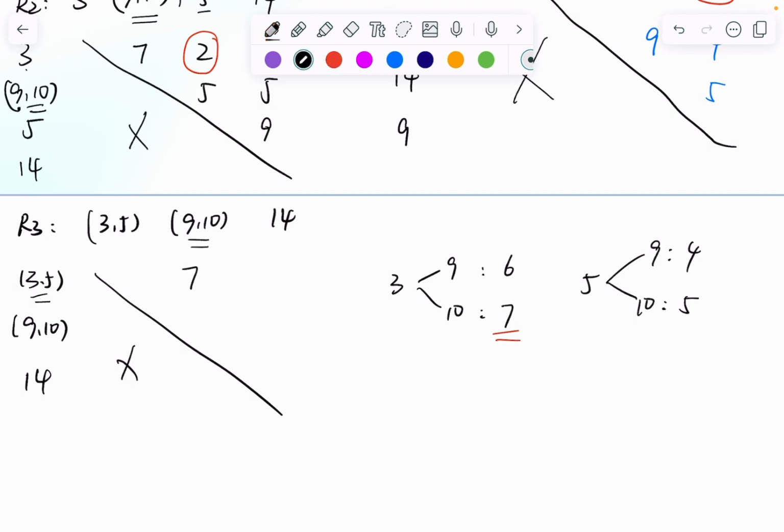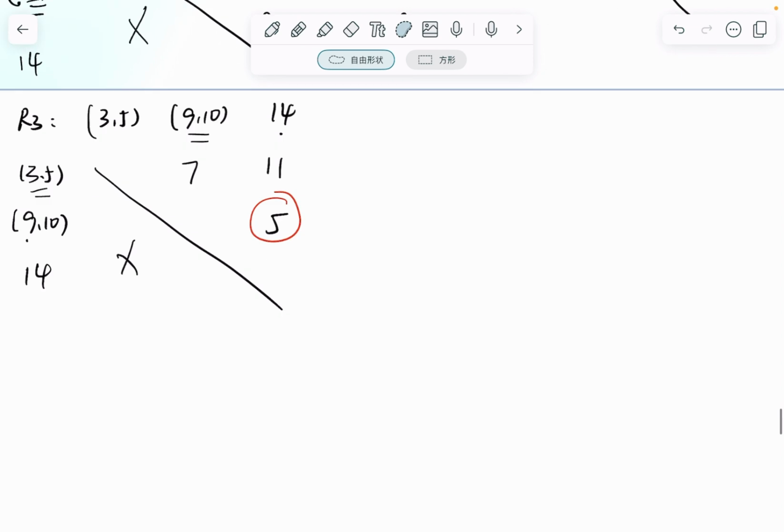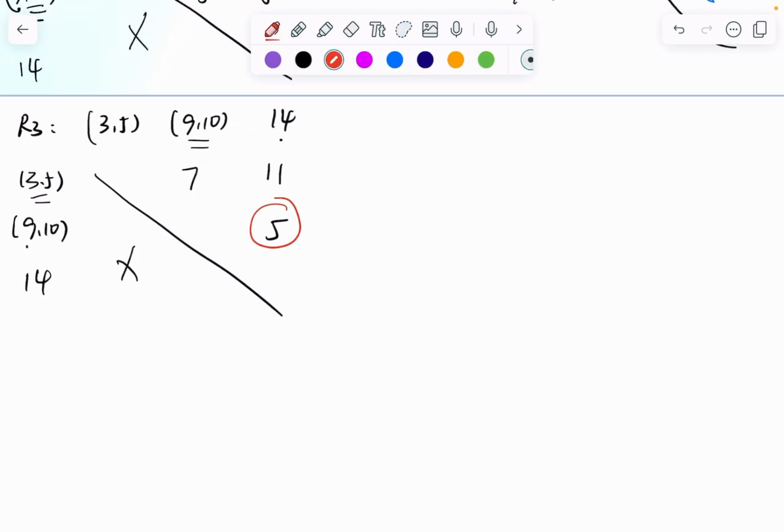Okay, so 3 and 5 is clustered to 14. We also choose 14 to 3, 14 to 5. This is 11, this is 9, so we set this is 11. Okay, so 9, 10 to 14 is the same. We choose 9 to 14 is 5. Okay, so now this one is the smallest one. And the final merge is the 9, 10, and 14.